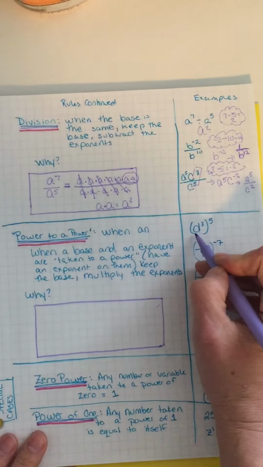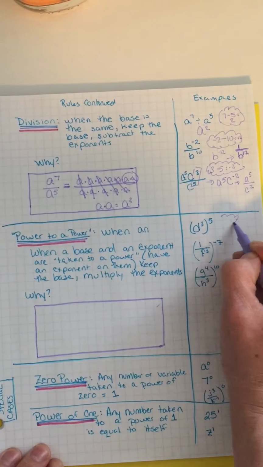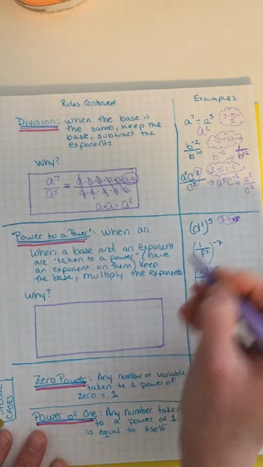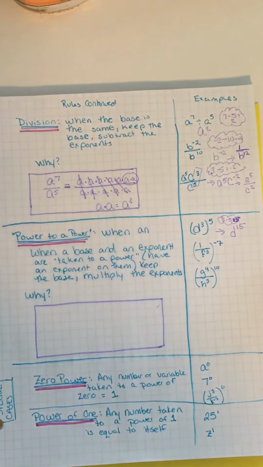So here I have d to the third taken to the fifth power. So I'm thinking 3 times 5 equals 15. Should have left a bigger bubble there. So this becomes d to the 15th power.